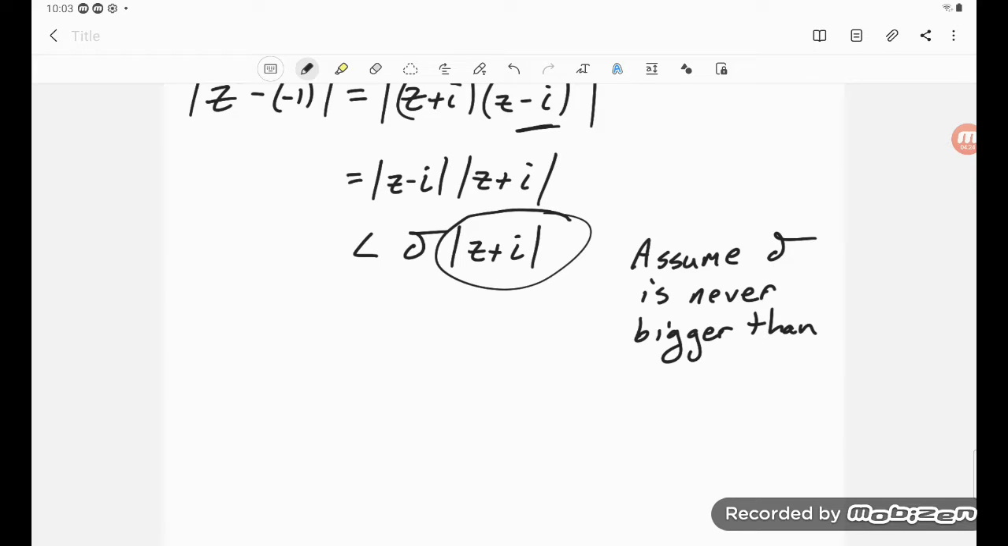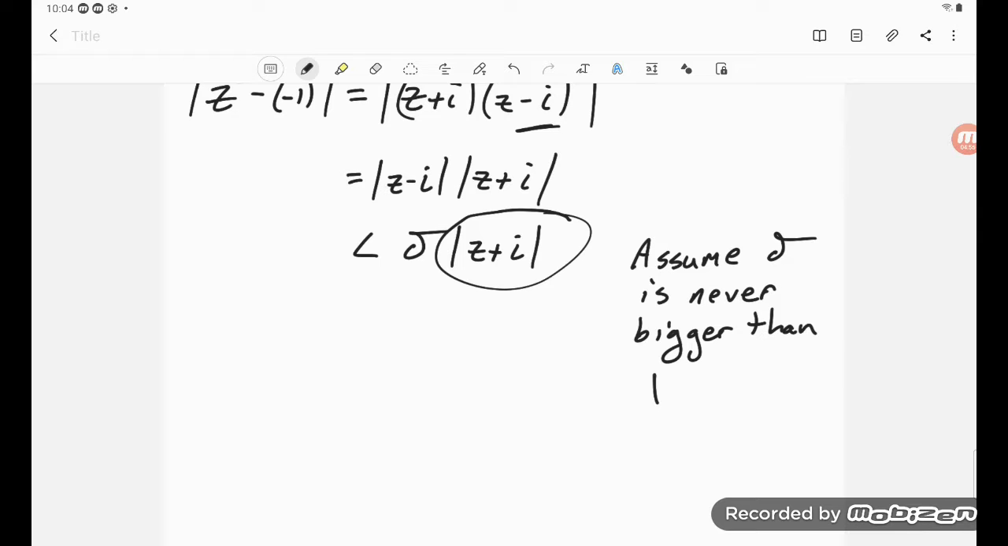And often the number 1 works out very nicely. But it doesn't have to be 1. It could be 2. It could be 1/2. It could be anything. We're just going to assume that delta is never bigger than some number. Okay, and if we go with 1, it tends to be a little simpler.